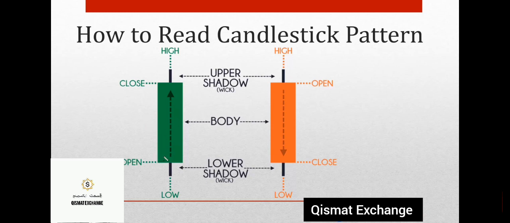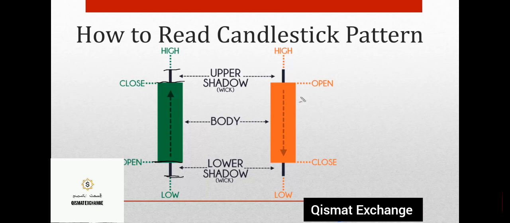When you see a green candlestick, it means that the price has closed higher for the session. You can see that this is the opening price at this line over here. This is the opening price. This is the closing price. And when you see this black shadow over here, we call this a wick. This is the upper wick. This is the high of the session. And this over here is the low of the session.